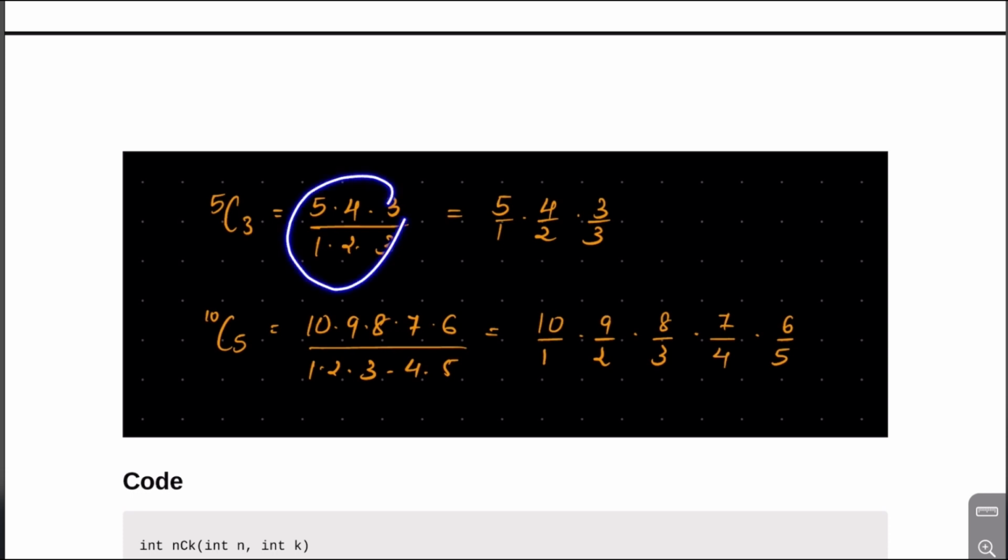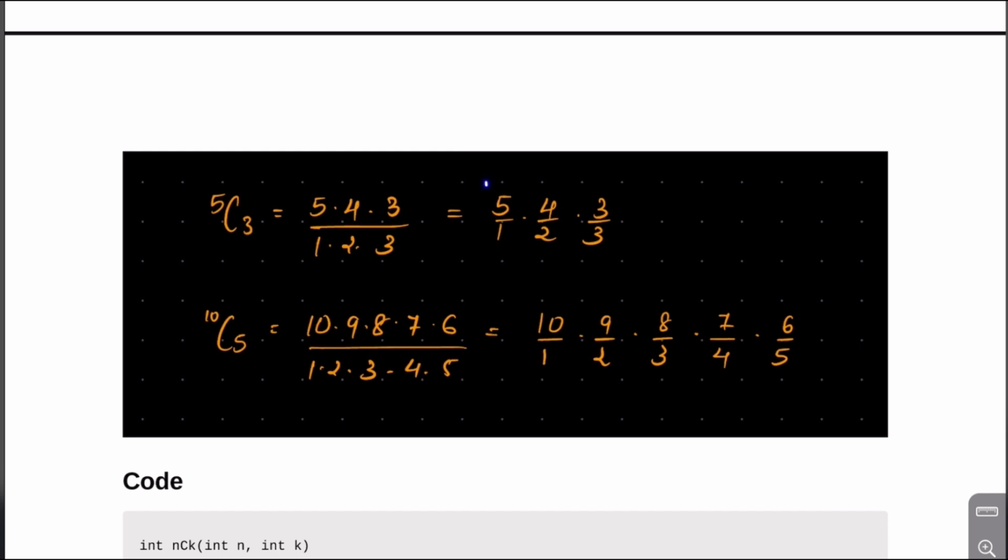See here, basically I can write this as 5 by 1 into 4 by 2 into 3 by 3. So if you see, this 5 becomes 4, 4 becomes 3, this 1 becomes 2, this 2 becomes 3. So this is decrementing by 1, this is incrementing by 1, this is incrementing by 1. That gives me a hint I can exploit.